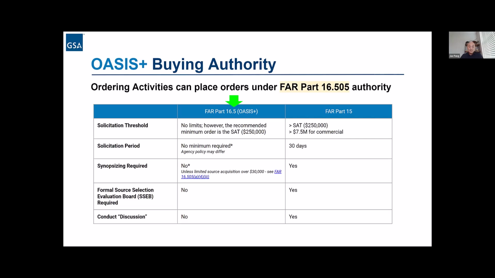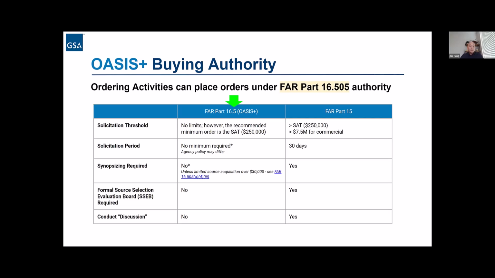Task order solicitations under FAR 16.5 must be open for a reasonable amount of time, but there is not a defined minimum, compared to a minimum of 30 days under FAR 15. This means that the industry is ready and able to respond at a moment's notice, relatively quickly compared to the required 30 days of FAR 15. And that also largely depends on how complex your requirement is and basically the size and value as well.